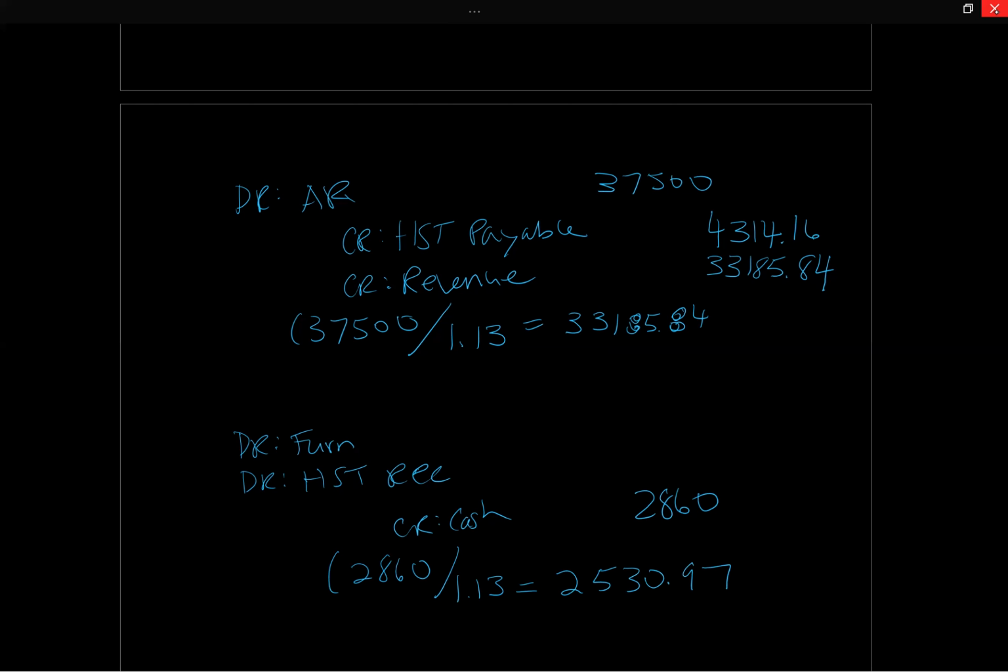2530.97. And then the HST receivable is simply going to be the difference. So 2860 minus 2530.97 is going to give us 329.03.